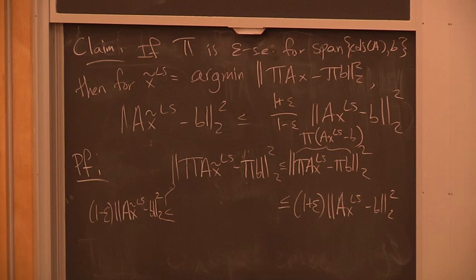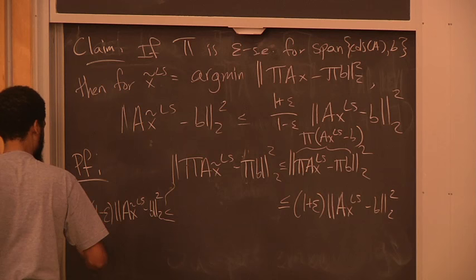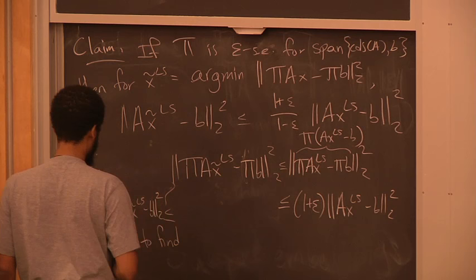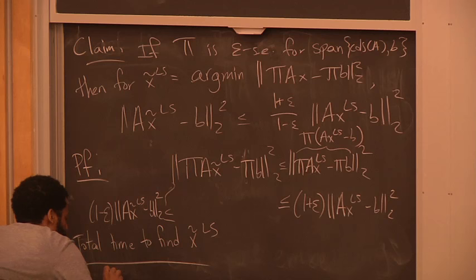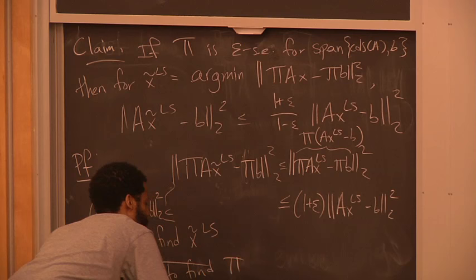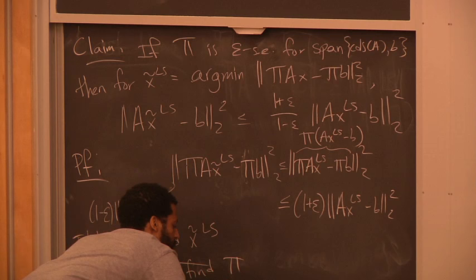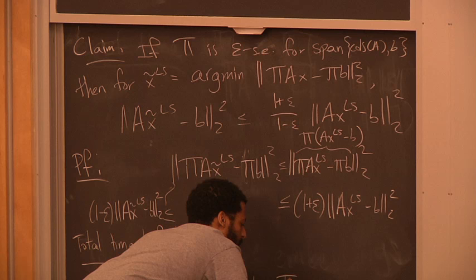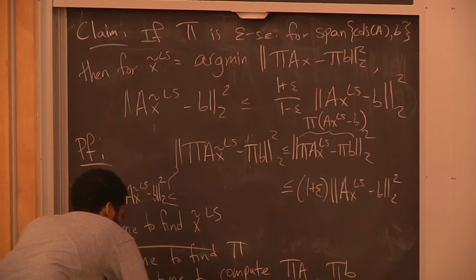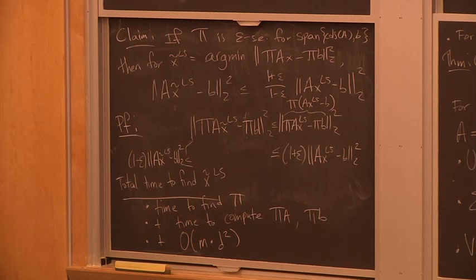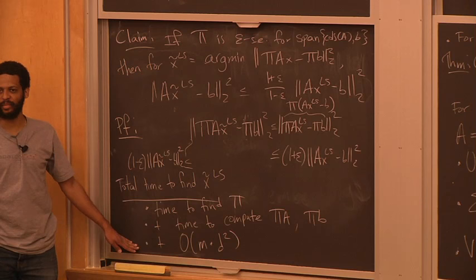So the total time to find x tilde ls is the time to find pi, plus the time to compute the things you need to compute, which are pi A and pi b, plus O of m times d squared to then solve the lower dimensional regression problem. So we're very happy with the third bullet because m is as small as it could be, m is d.